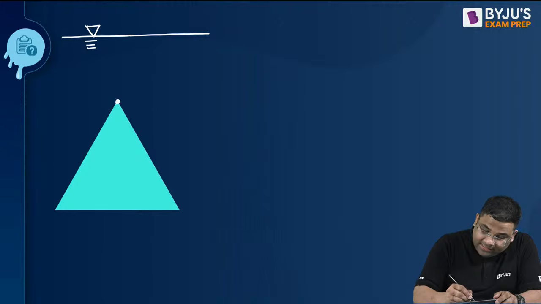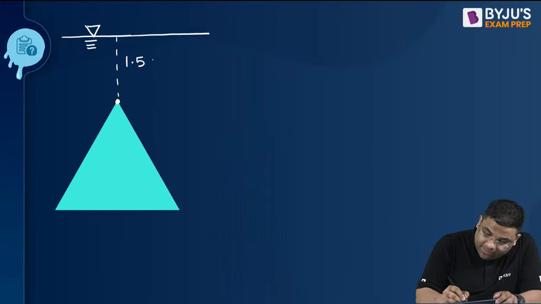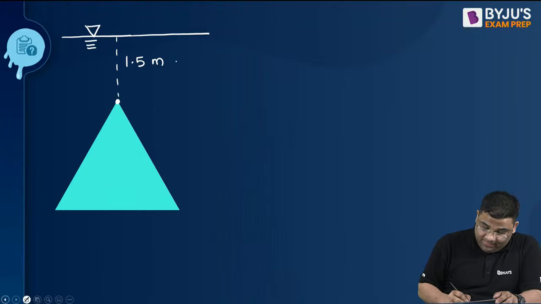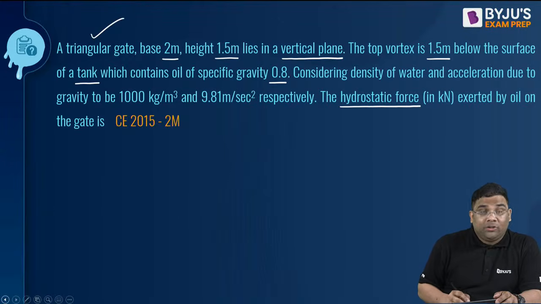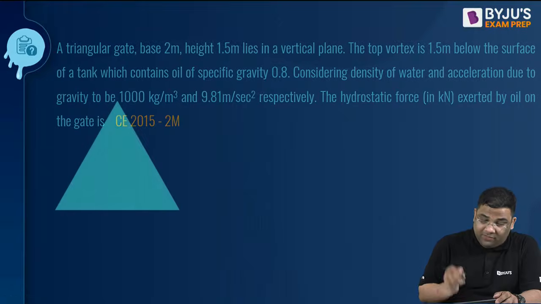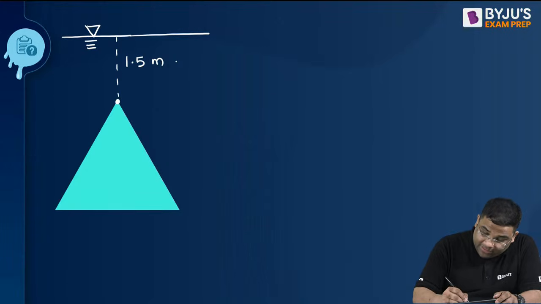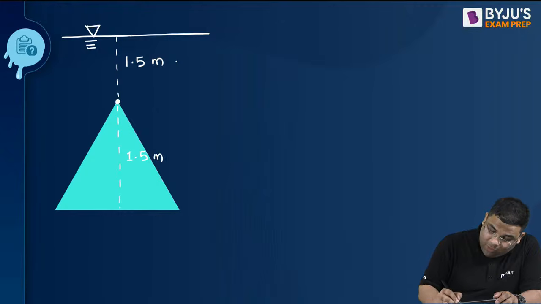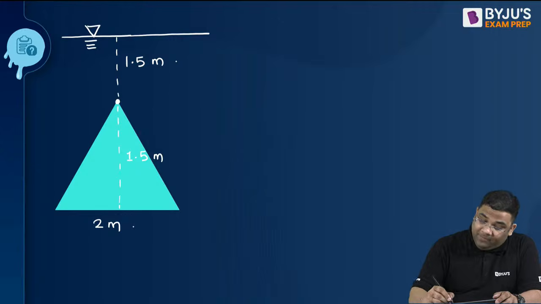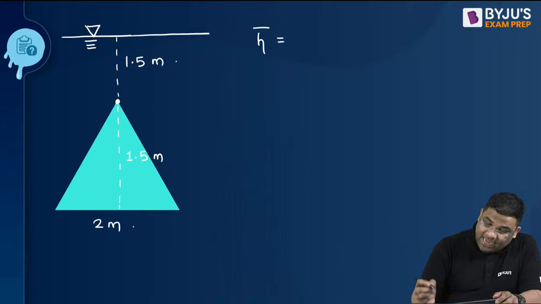Now this distance is 1.5 meter. And then the base is how much? The base is 2 meter, height is 1.5 meter for this particular triangle. So this is 1.5 meter, and the base is 2 meter. Can you say what will be the h bar? Tell me, what will be the h bar in this case?